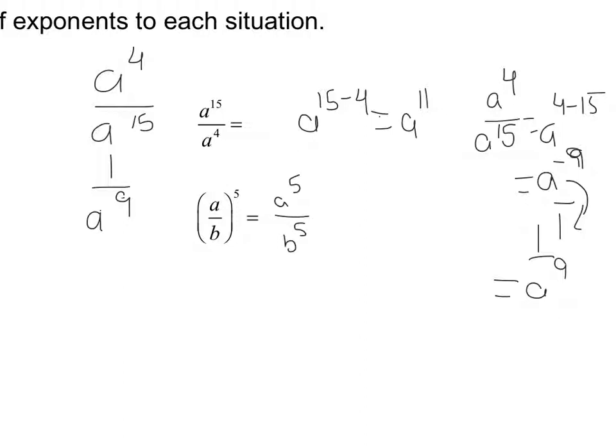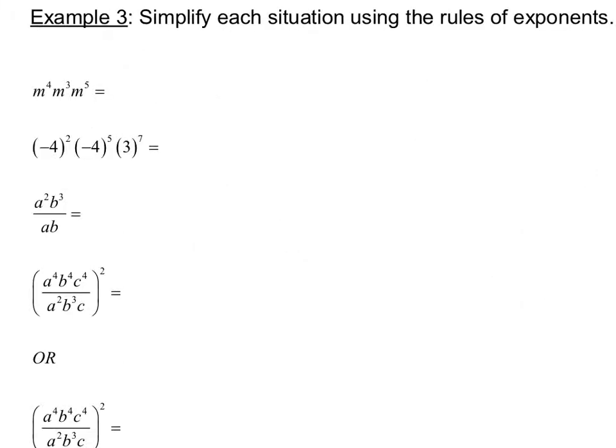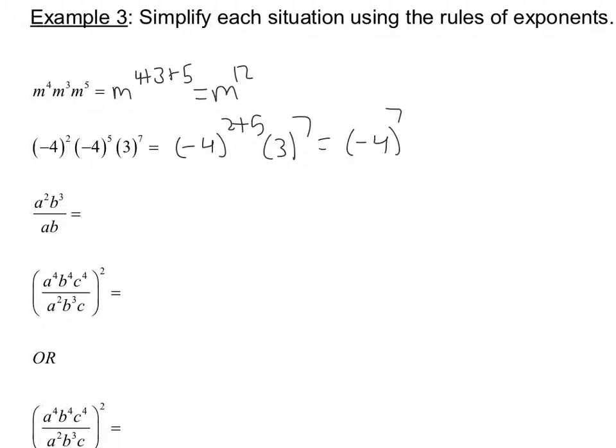All right, let's look at some more. So we're still just simplifying using the rules of the exponents. So what do we have here? This would be m to the 4 plus 3 plus 5, which is m to the 12th. Here you have negative 4 to the 2 plus 5 times 3 to the 7th, which would be negative 4 to the 7th times 3 to the 7th.